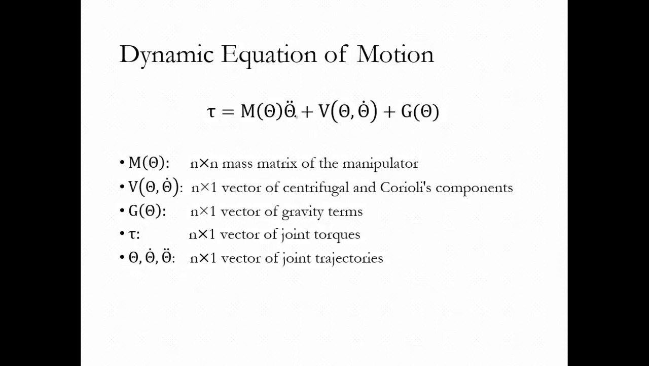Now this can also be represented in an analogous way, where tau is equal to I theta double dot plus h plus gamma, where h is a different representation for the Coriolis and centrifugal components, and gamma replaces G, so nothing different. I represents the mass matrix of the manipulator, which is also called the inertia tensor of the manipulator.